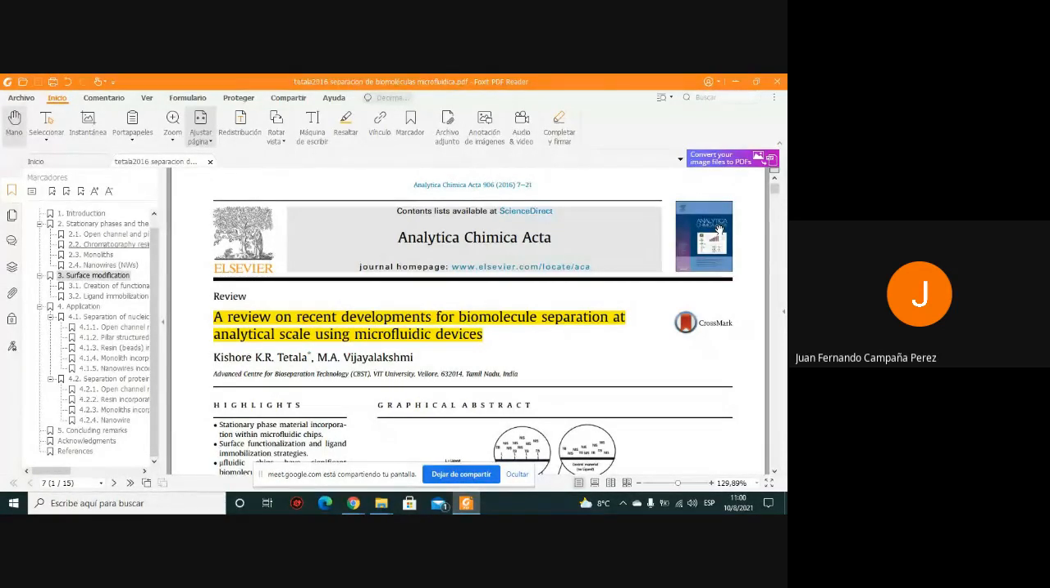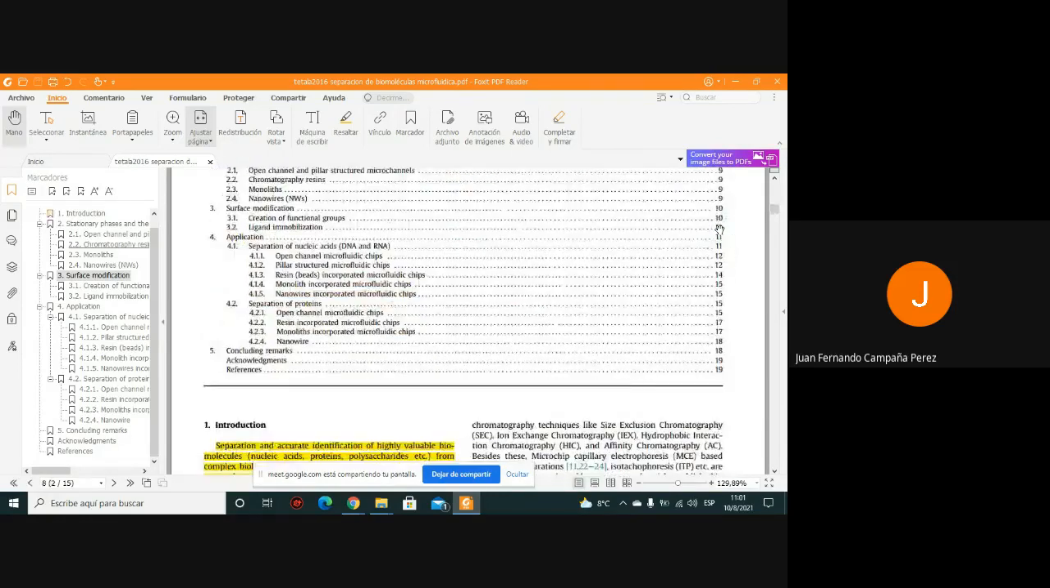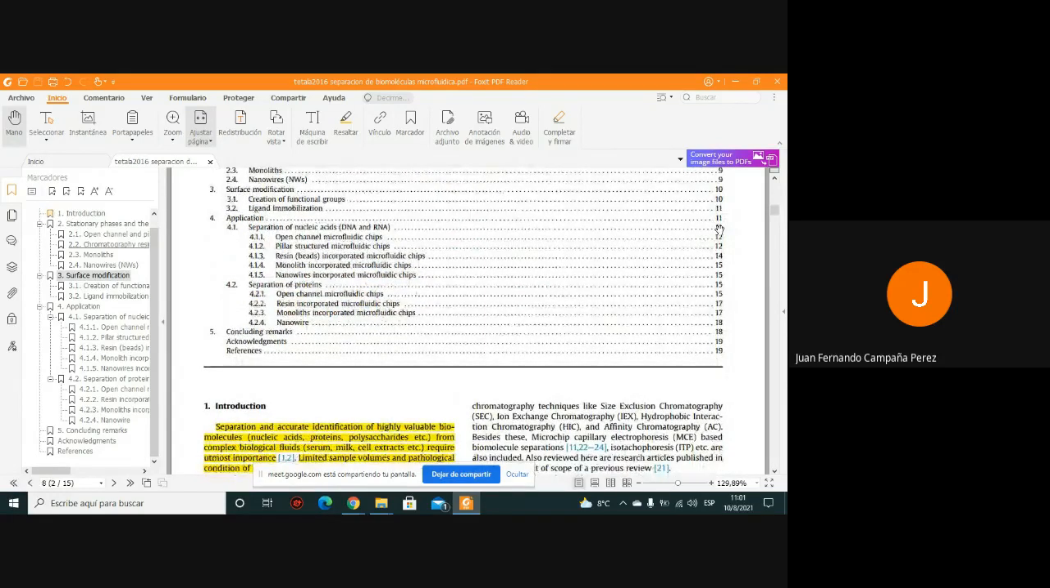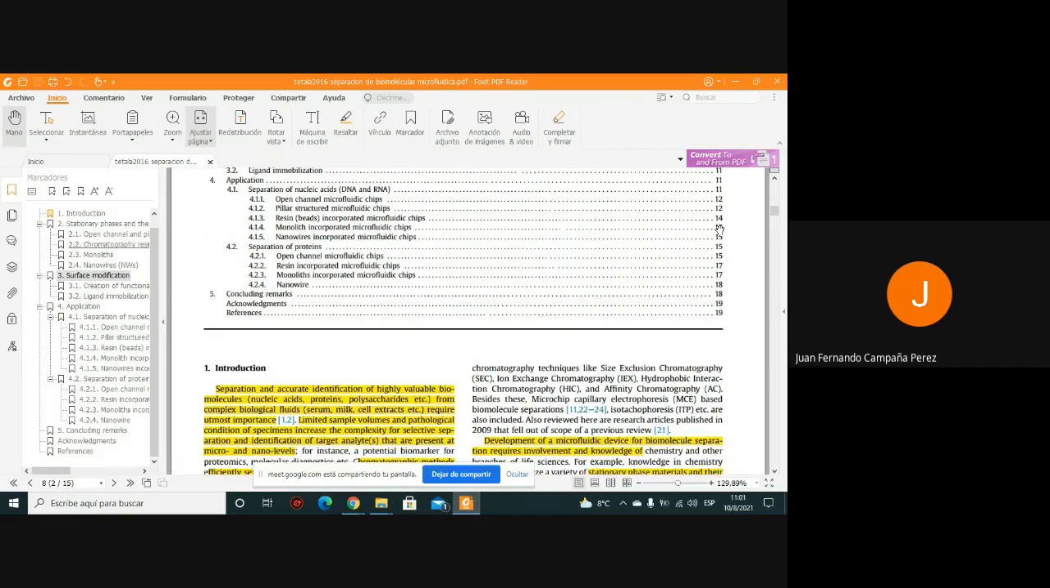Today I'm going to talk about this review called A Review on Recent Developments for Biomolecule Separation at Analytical Scale Using Microfluidic Devices. In this talk, I'm going to show you these first three topics: the introduction, the stationary phases, and the surface modifications.